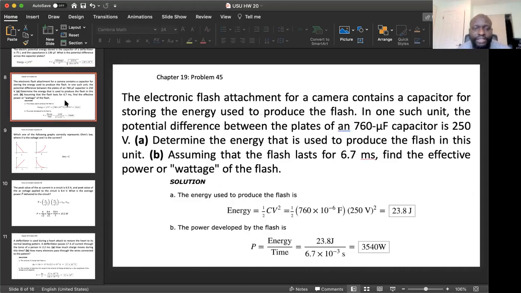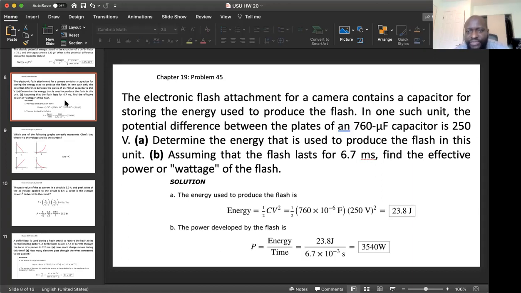Next problem. Chapter 19, problem 45. It says the electronic flash attachment for a camera contains a capacitor for storing the energy used to produce the flash. In one such unit, the potential difference between the plates of a 760 microfarad capacitor is 250 volts. Determine the energy. Energy is half CV squared, so it's half times capacitance times voltage squared. You get that in joules immediately.